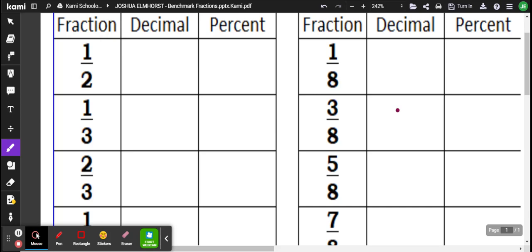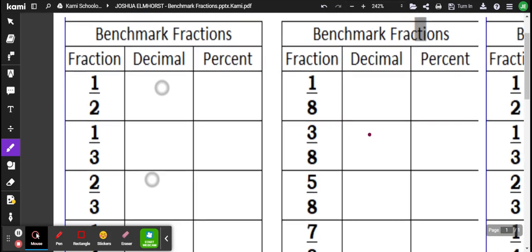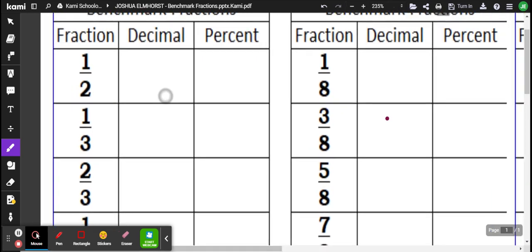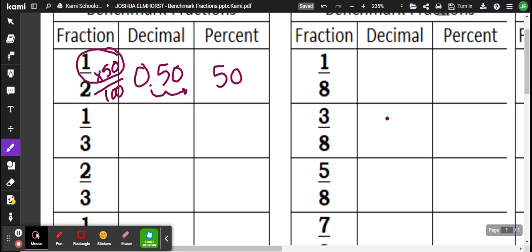Okay, this is Mr. Elmhorst with the help video for the benchmark fractions anchor chart that we're going to put into our notebook. So looking at the first fraction, if we know our multiples of 100, we know that 2 times 50 will give us hundredths. So if we multiply the top of the fraction, that will actually give us hundredths place value. So 1/2 is going to be 50 hundredths. And 50 hundredths, moving the decimal 2 places to the right, is going to give us 50%.